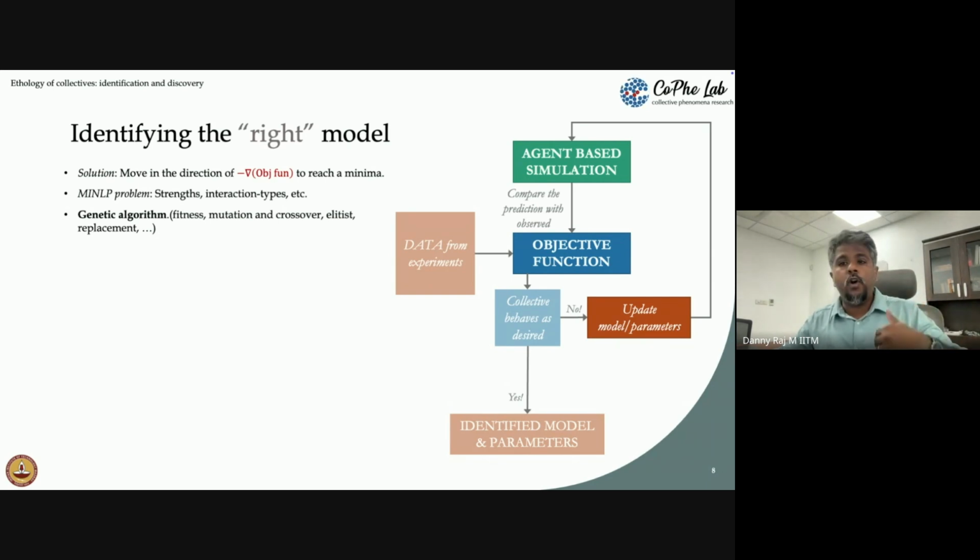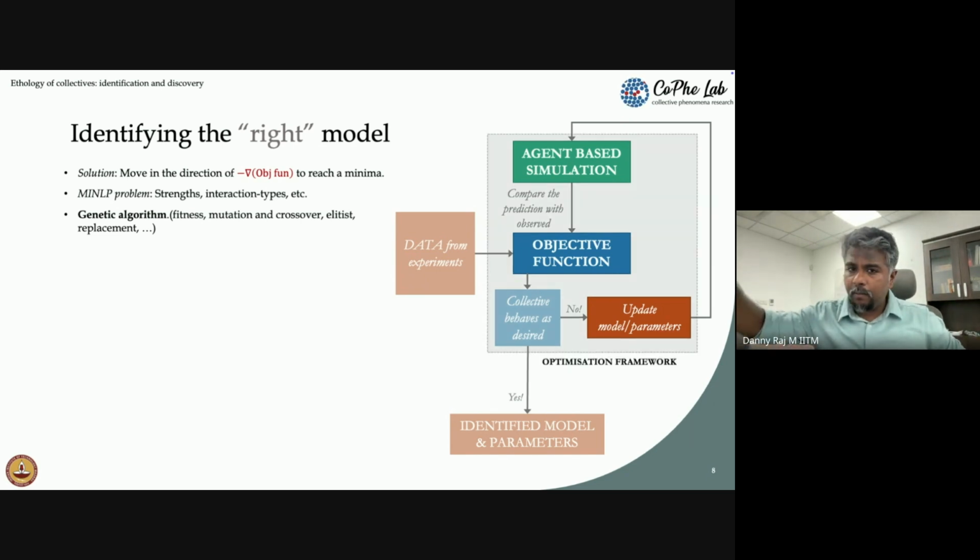So what you do, you have to update it. So the genetic algorithm gave a method of updation. You could go to various ways in which you update. The steepest descent was one way of updating, and so on. And then, so basically this block is what is called an optimization framework. So you update, you do the simulation, you check again, and then update, do the simulation, check again, till you get what you set out for, the model that predicts your behavior as desired.